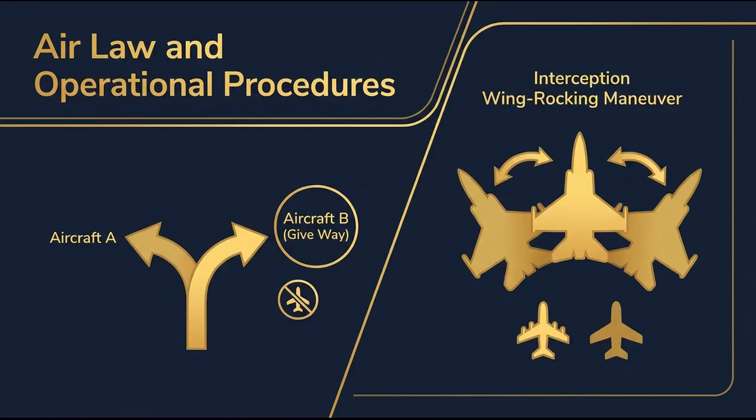This system gives traffic advisories, or TAs, which are amber circles alerting you to nearby traffic without requiring maneuvers. But if you get a resolution advisory, or RA, which displays as a red square with pitch commands, you must respond immediately. If an RA contradicts an air traffic control instruction, you must follow the TCAS guidance over ATC, notifying them as soon as your workload permits.